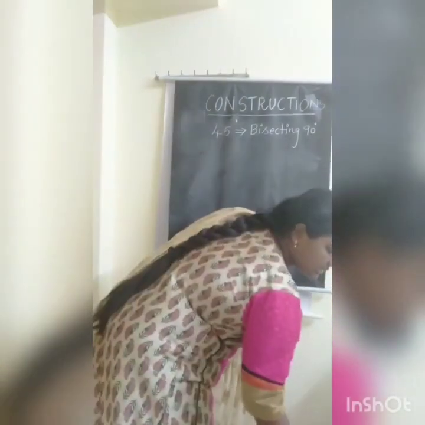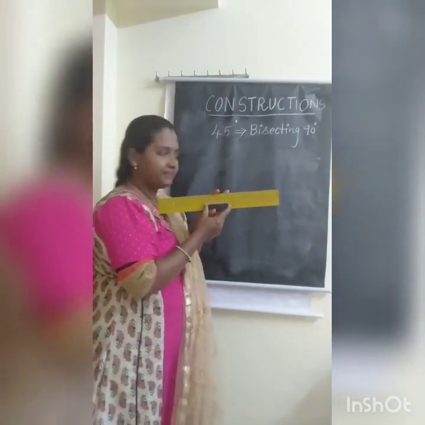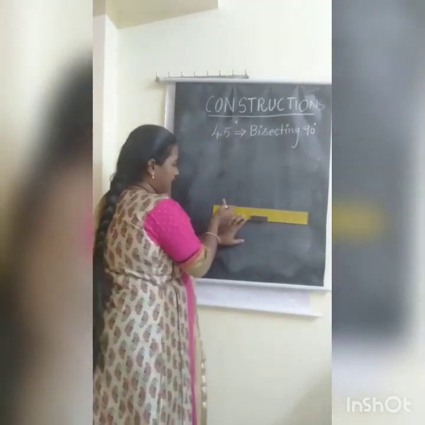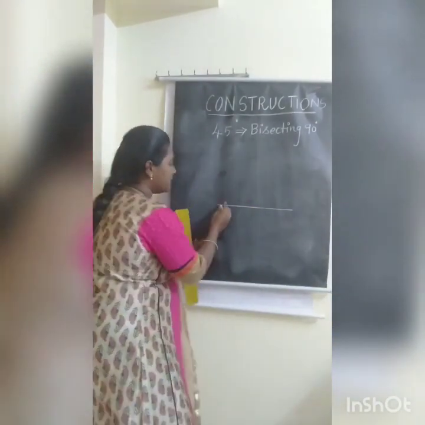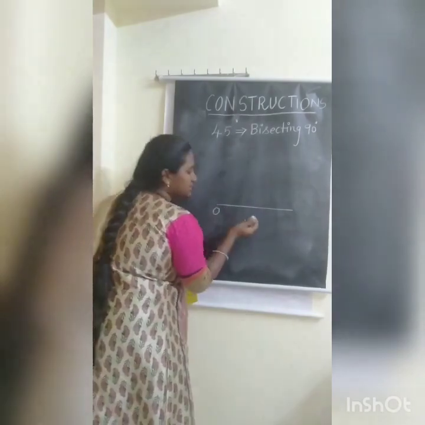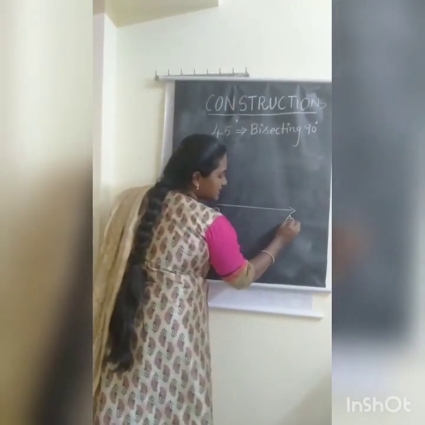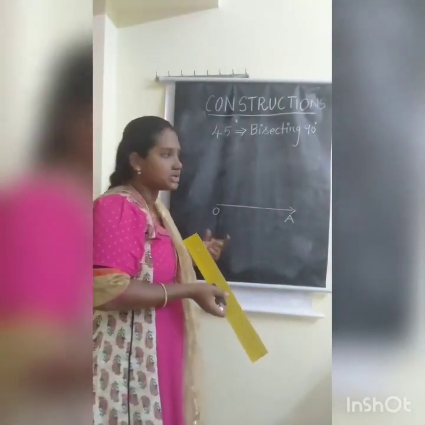Let's start constructing it. To start the construction, we have to draw a ray of any length. The starting point of the ray can be marked as O, that is the origin. The other end, which is a continuous process, I am just going to mark with an arrow as A. With the help of this ray, we are going to start the construction.